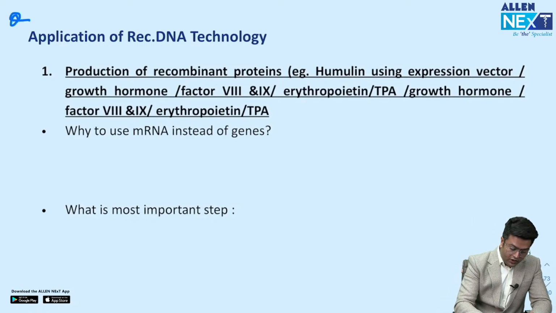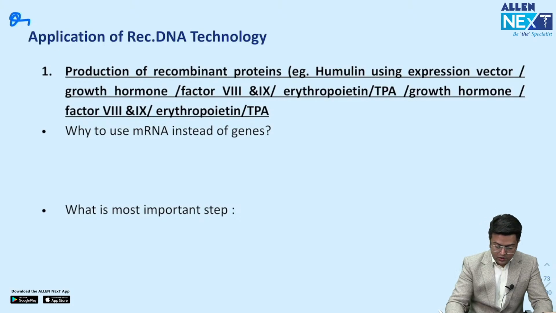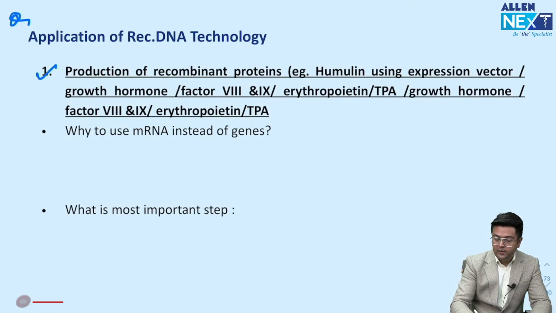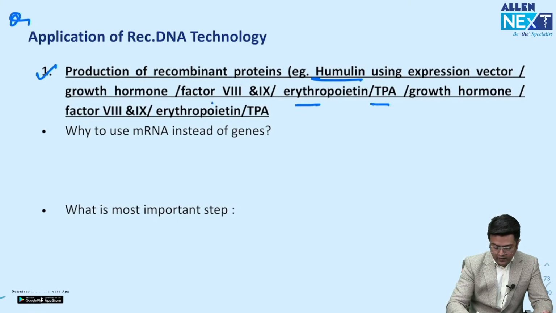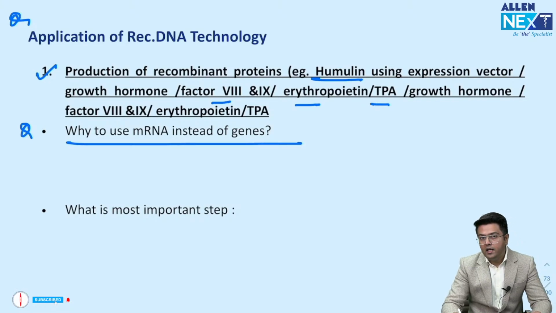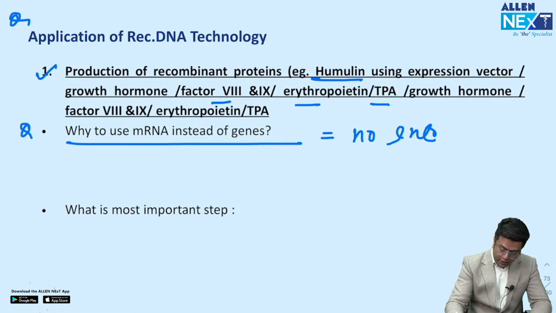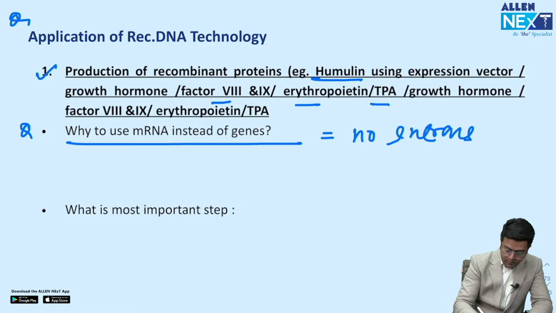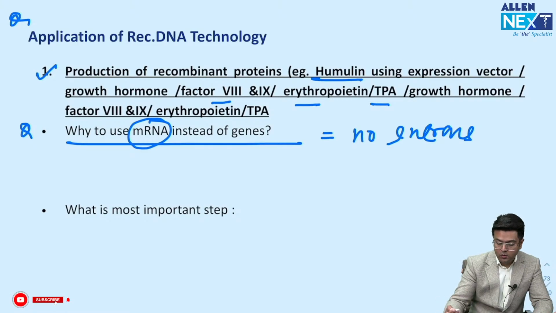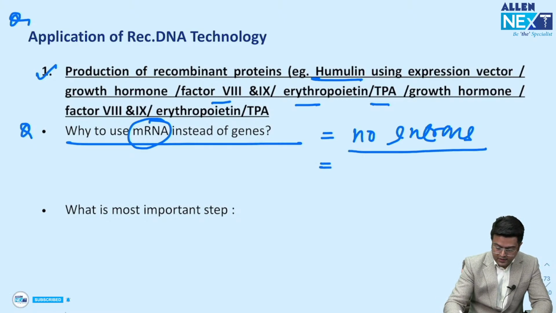And guys, again a question: what is the application of recombinant DNA technology? Production of recombinant proteins like humulin, tissue plasminogen activator, erythropoietin, factor 8, growth hormone, etc. Right? Then again a question, guys: why is mRNA used in recombinant DNA technology? Because there are no introns. I mean to say mature mRNA. We will use a mature mRNA from the cytoplasm, so there are no introns. And the second thing, splicing is absent in bacteria, right?